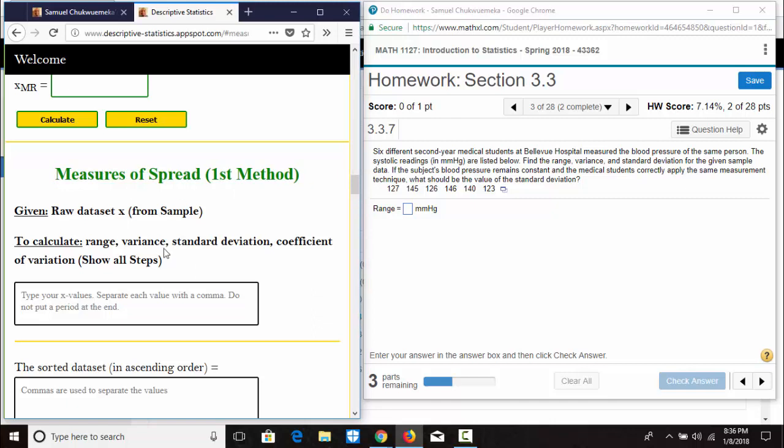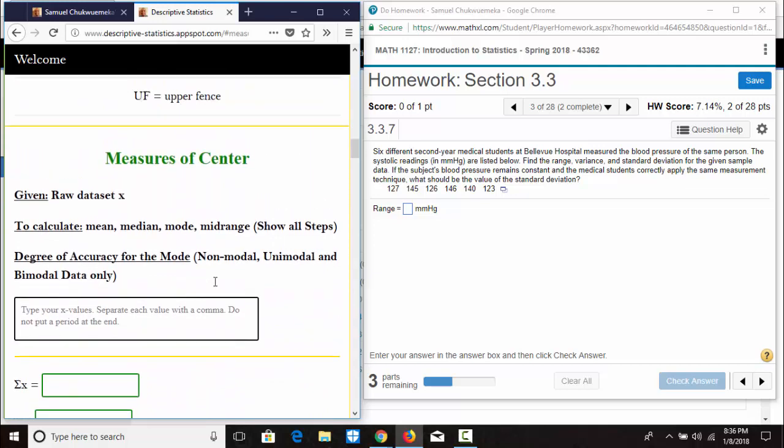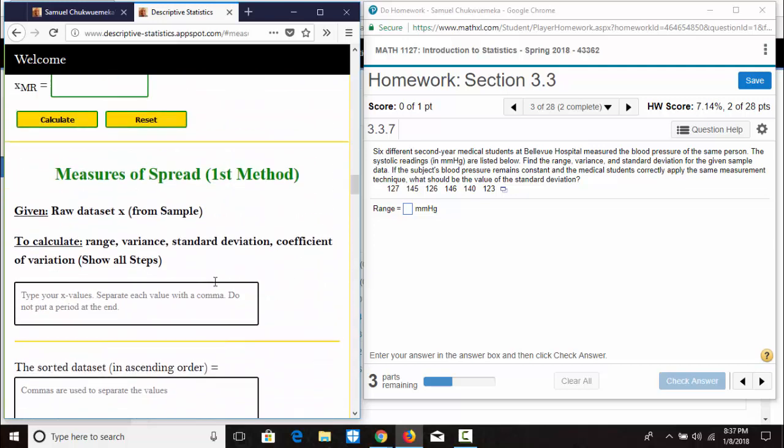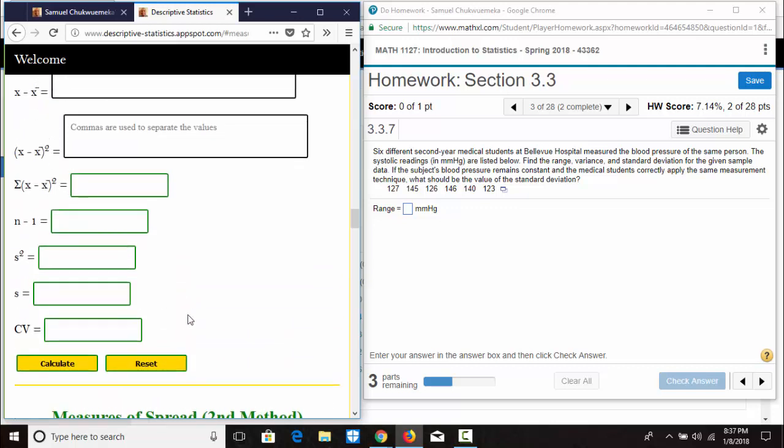My calculator has two ways to calculate measures of spread, two methods. This is the first method, and if you scroll down, you see the second method. It will give you the same result. These are two different ways to calculate the standard deviation and the variance.